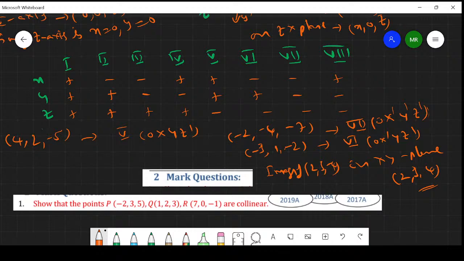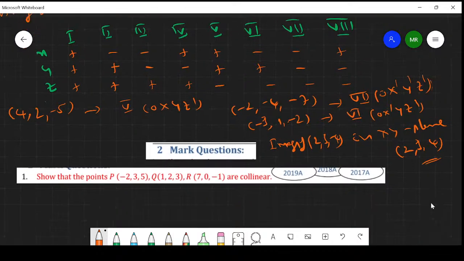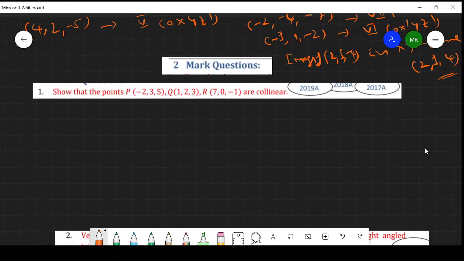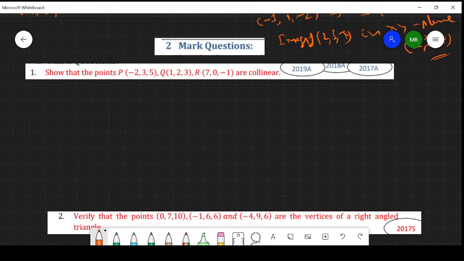Now I will discuss the next point. These are all like 1 mark questions. I have cleared the 1 mark questions, so now I am going to explain 2 mark questions. These are the possible questions I explained.